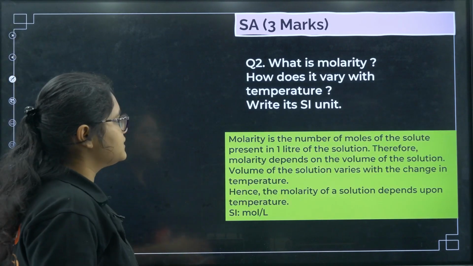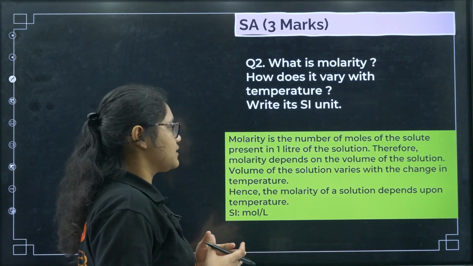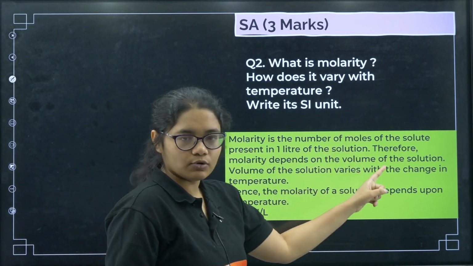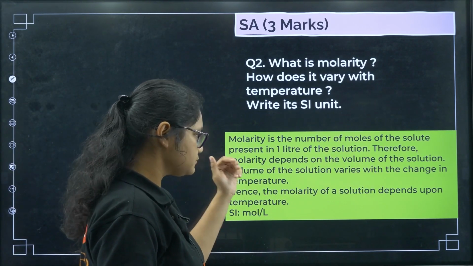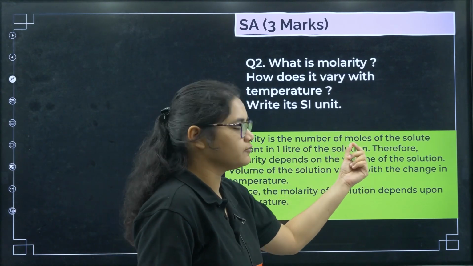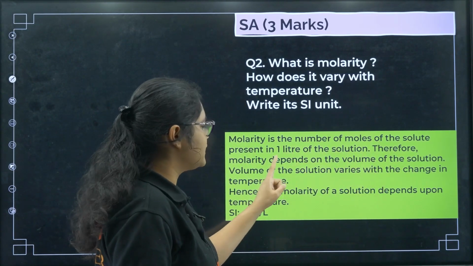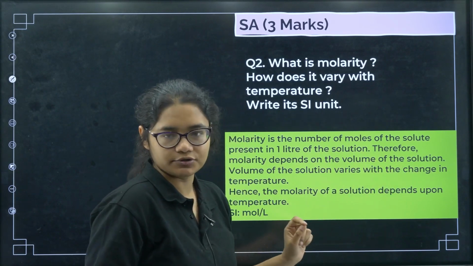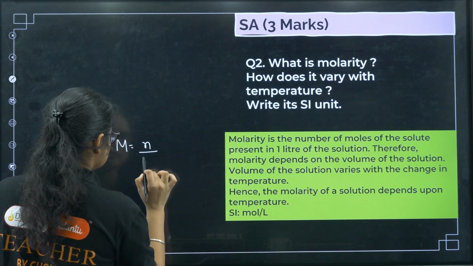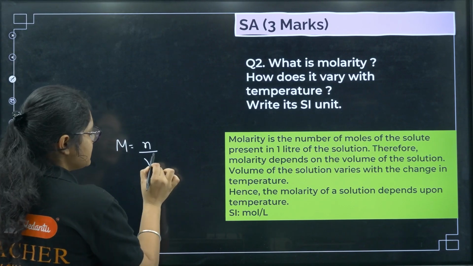Okay, next, what is molarity? How does it vary with temperature? And write its SI unit. Molarity is the number of moles per unit liter, or you can say the number of moles of the solute present in 1 liter of the solution. Therefore molarity depends on the volume of the solution, right? If you see the formula, molarity is equal to number of moles by volume.